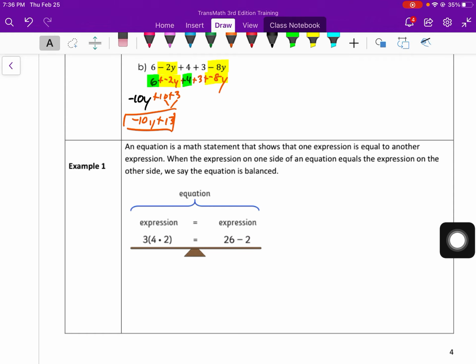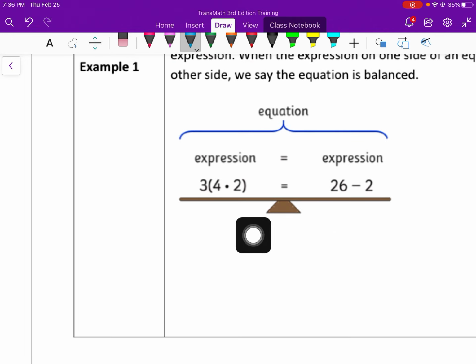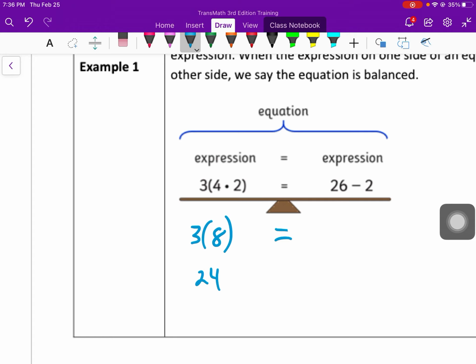So let's do the left side first. Using order of operations, we're going to do 3 times 4 times 2. So 3 times, when we multiply in the parentheses, 4 times 2 is 8. 3 times 8 is 24.